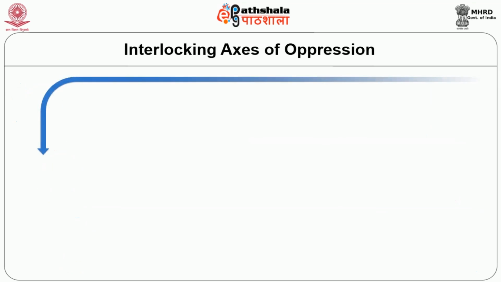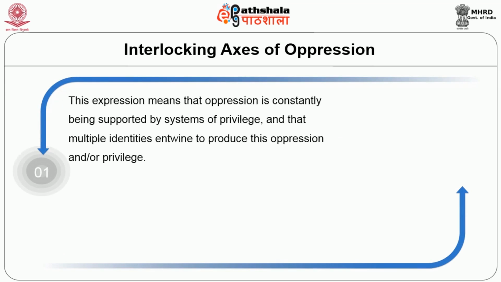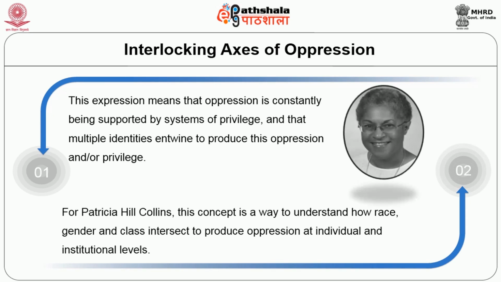Interlocking axes of oppression. This expression means that oppression is constantly being supported by systems of privilege, and that multiple identities entwine to produce this oppression and/or privilege. For Patricia Hill Collins, this concept is a way to understand how race, gender, and class intersect to produce oppression at individual and institutional levels.